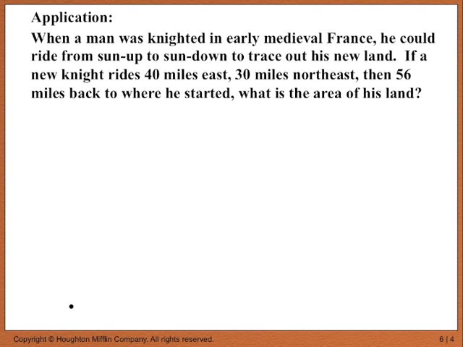Last word problem. When a man was knighted in early medieval France, he could ride from sunup to sundown to trace out his new land. He could make a square or a circle or a trapezoid or any shape he wanted. If a new knight rides 40 miles east, 30 miles northeast, then 56 miles back to where he started, what is the area of his land?